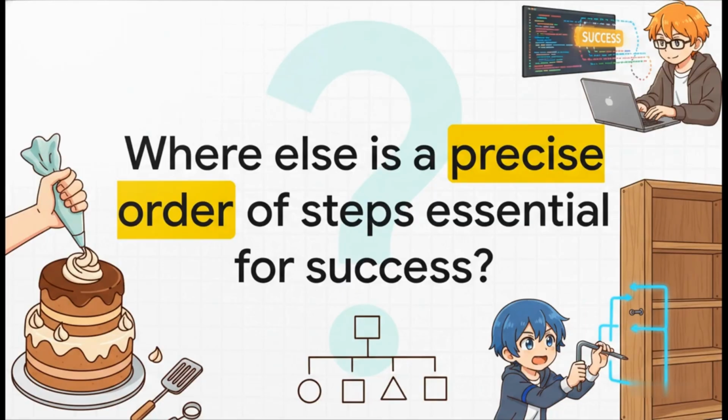But this idea goes way, way beyond math class, doesn't it? I mean, think about it. Baking a cake, assembling furniture from a box, even writing computer code. In all of those things, the order of your steps is absolutely everything. What you do first and what you do second, it determines whether you end up with a cake or a mess. It's a pretty powerful lesson, and it's all hidden inside what looks like a simple math problem.